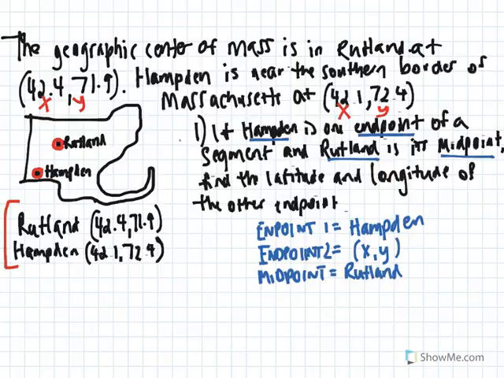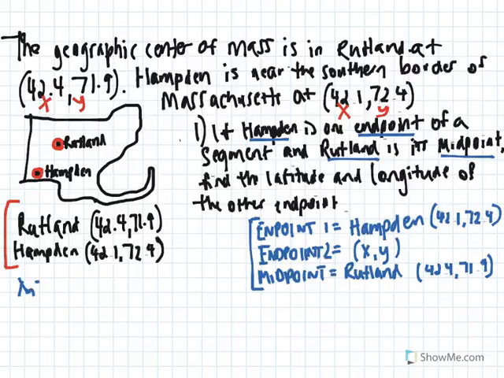All right, so the coordinates for Hamden are 42.1, 72.4, and then the coordinates for Rutland are 42.4 and 71.9. Okay, so I'm going to plug all this info in blue into the midpoint formulas. So I have X midpoint equals X endpoint plus X endpoint over 2. I have Y midpoint equals Y endpoint plus Y endpoint over 2.